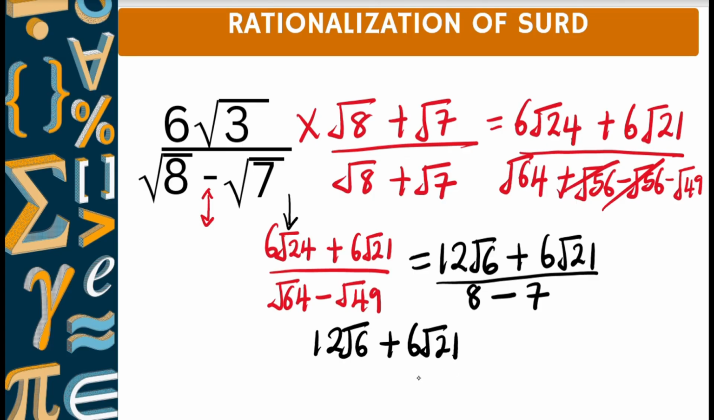So I can still decide to factorize. I have 12 and 6 common here. So they have a common factor. 12 and 6 have a common factor of 6. So I'll have 6 in bracket 2 root 6 plus root 21. So this would be my final answer.